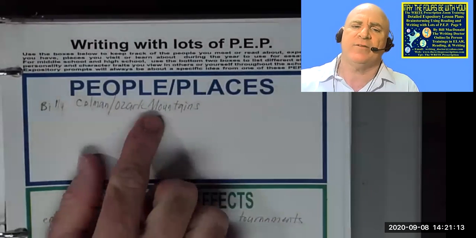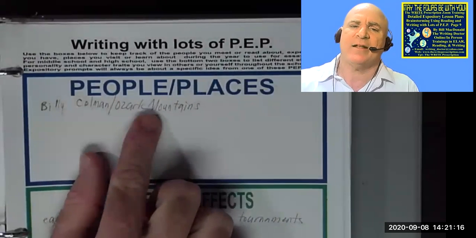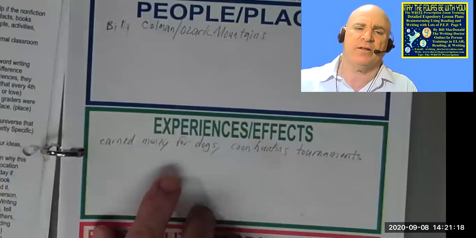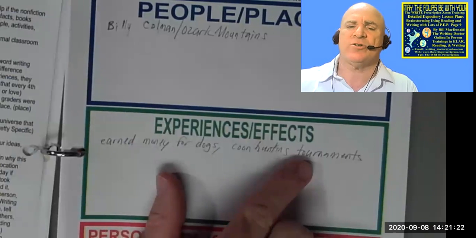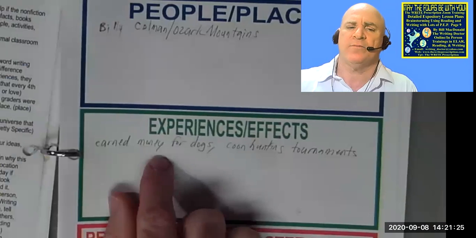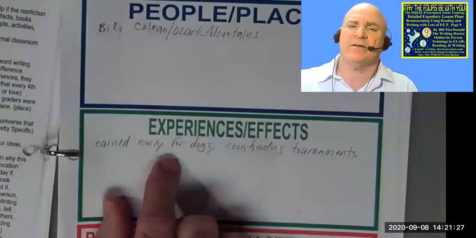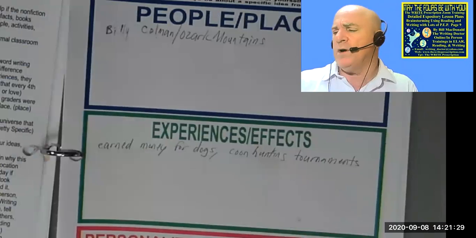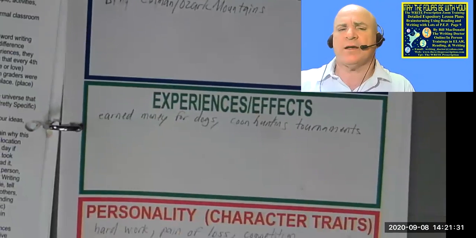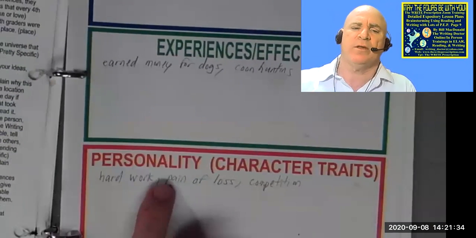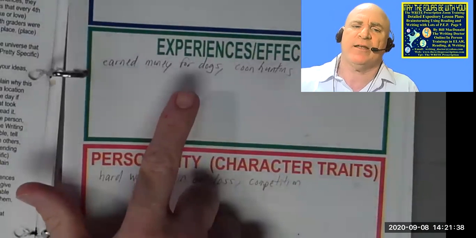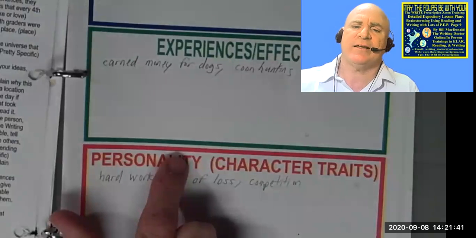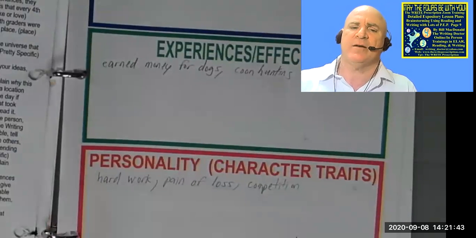Okay, the place, he lives in the Ozark Mountains, and that's where he does a lot of his experience, a lot of coon hunting, and he gets in tournaments, and he had to earn money to get the dogs. And so what would I say, what character traits came of that? Well, he learned the importance of hard work. And so if I'm going to be writing for secondary, I can use this example as an example of the results of hard work.